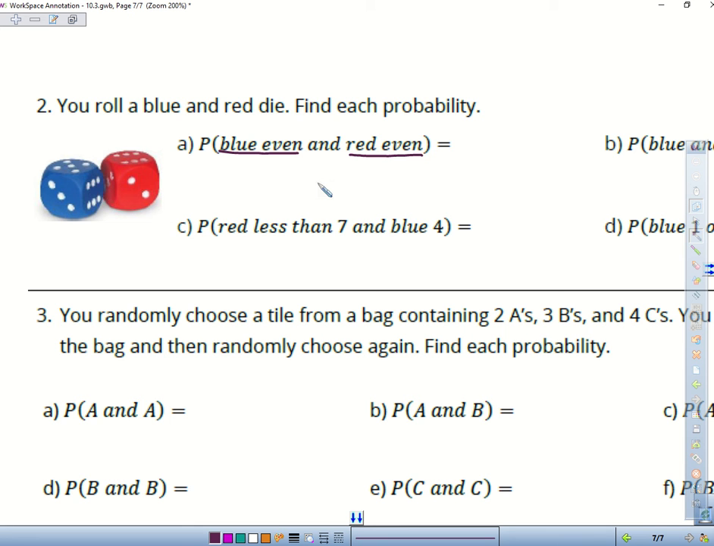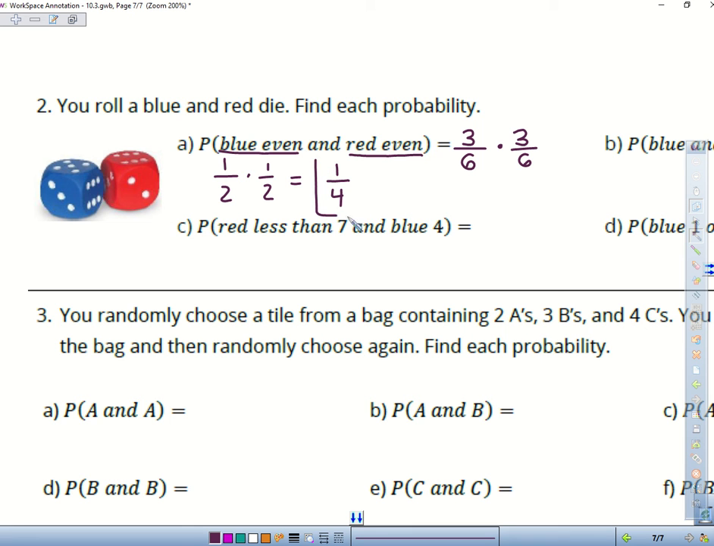Do you remember in the beginning how I said use multiplication for "and"? So what is the chance of getting a blue even? 3 out of 6, because 3 of those 6 sides are even. Times, what is the chance of getting a red even? Also 3 out of 6. Which is just 1/2 times 1/2, which is 1/4.